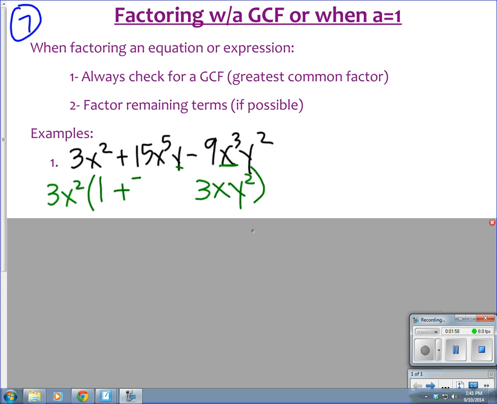So 1 plus 5x to the, how many x's do we have left in that term? 3 of them. And then we have a y.